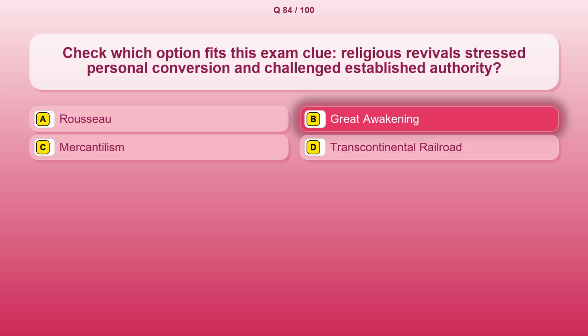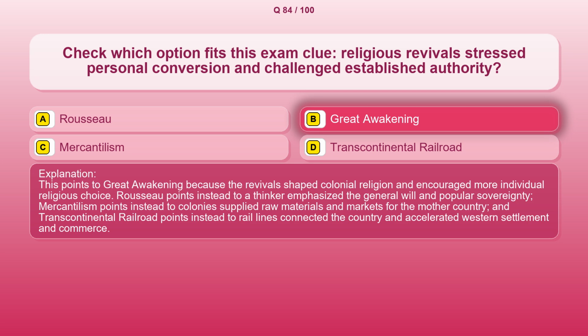The correct answer is Option B, Great Awakening. This points to Great Awakening because the revivals shaped colonial religion and encouraged more individual religious choice. Rousseau points instead to a thinker emphasized the general will and popular sovereignty. Mercantilism points instead to colonies supplied raw materials and markets for the mother country, and Transcontinental Railroad points instead to rail lines connected the country and accelerated Western settlement and commerce.